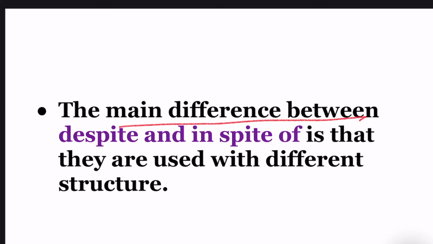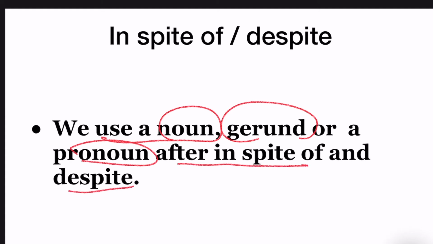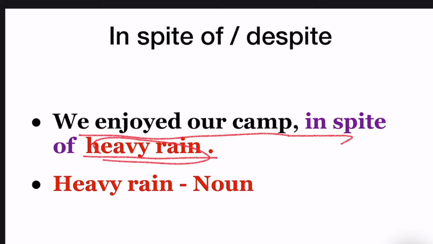The main difference between despite and in spite of is that they are used with different structures. We use a noun, gerund or a pronoun after in spite of and despite. Look at the example here. We enjoyed our camp in spite of heavy rain. Here, heavy rain is a noun.